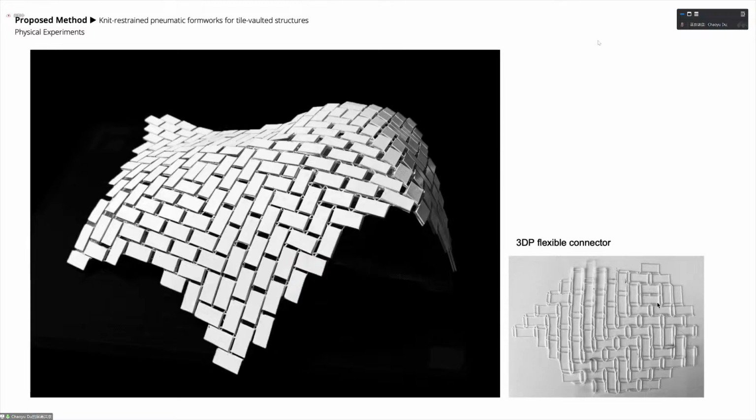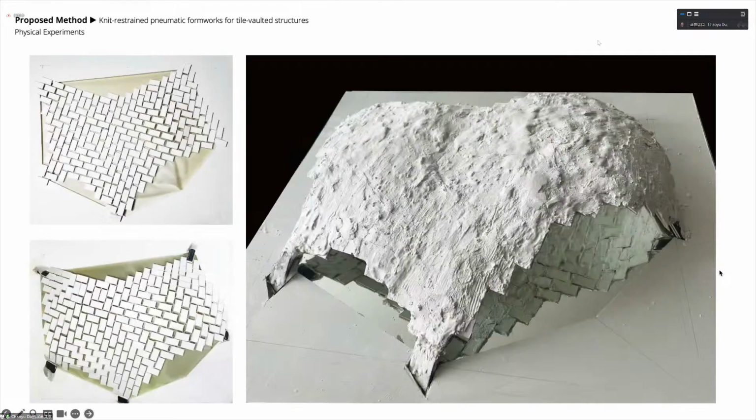So these are the first prototypes that I've made. Here, the knit is replaced by 3D printed connectors using flexible materials. You can see very clearly the spacing variation between the ties here. And the connected ties are not developable, but can be laid more or less flat. And then they are connected to these 3D printed supports.